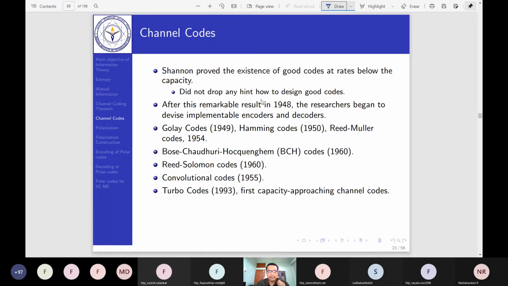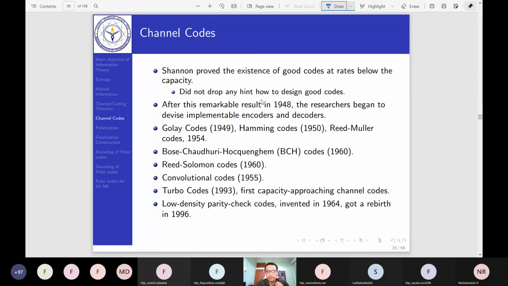And then in 1993, a specific type of code was proposed, turbo codes, which are actually some kind of combination of two or more convolutional codes. And it was found out that with a certain type of decoding algorithm, it is possible to operate near the Shannon limit. That means our rate of transmission will be very close to the capacity, but in spite of that, the probability of error will be negligible.